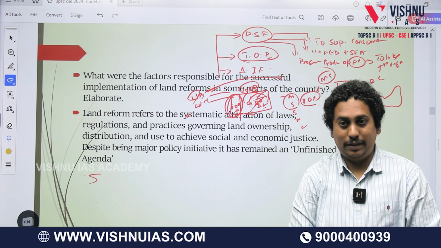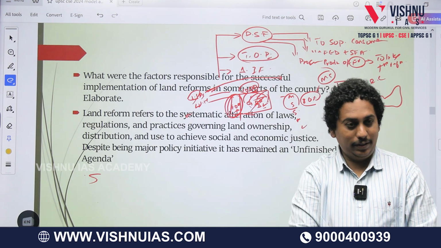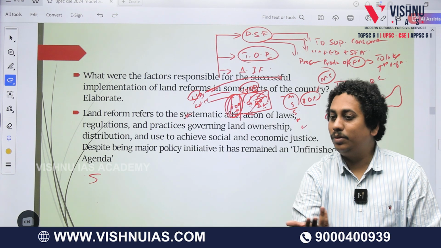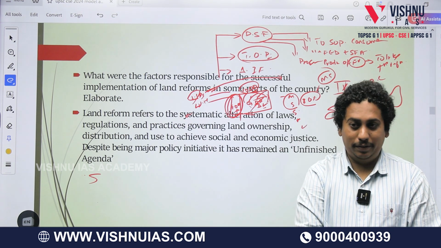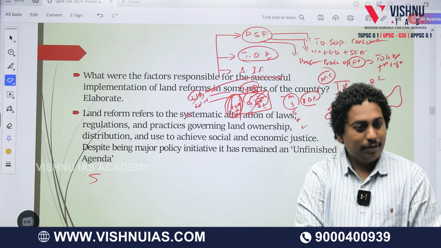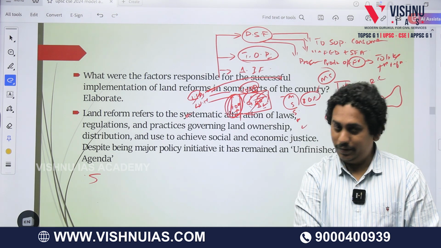Okay. But all these historical points you could have mentioned in only 2 to 3 lines. Okay now. They did not ask for the background of land reforms. They asked why land reform was successful in a few states.